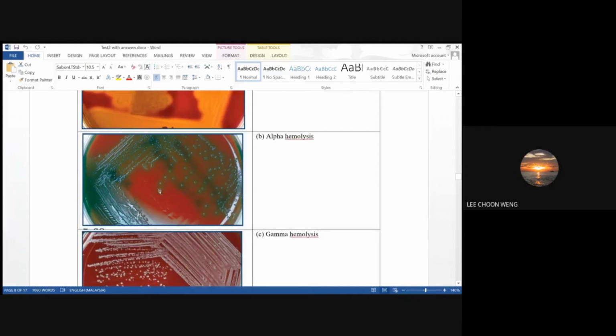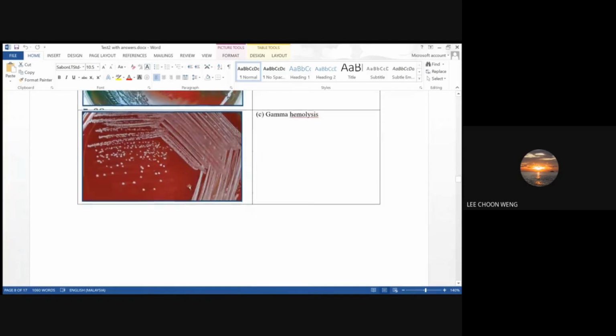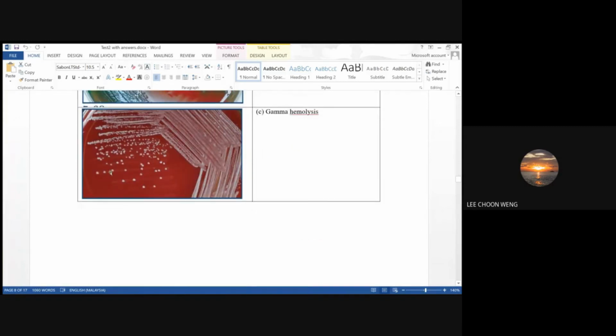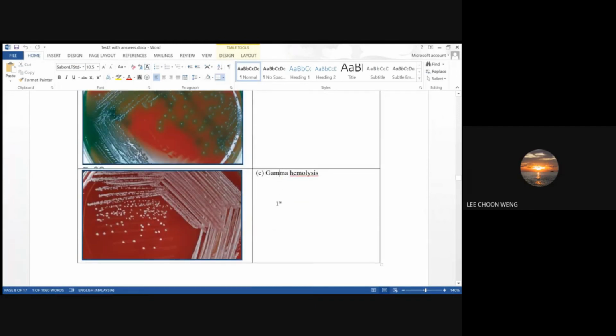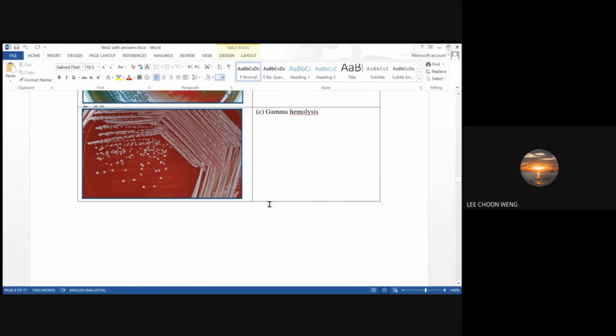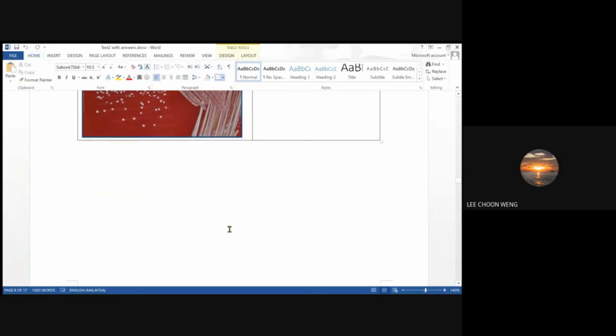Here there's a greenish tinge. So alpha hemolysis. And here there is no clearing at all. So it's gamma hemolysis or non-hemolytic. Okay, so this is actually not a very good term to use, but it's the definition that they use. But you can also use non-hemolytic. I think that describes it better.